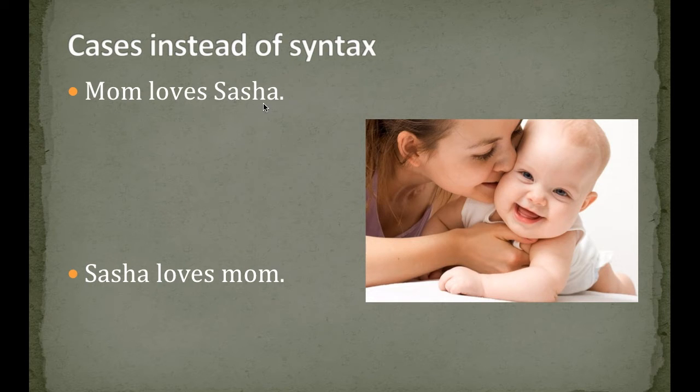Mom loves Sasha versus Sasha loves mom. So in this sentence here, who's doing the loving? Mom. She's at the beginning of the sentence. We know that. And who's being loved? Sasha. Because it's at the end of the sentence. It goes subject, verb, object. Okay? Well, Russian is a little bit more flexible.